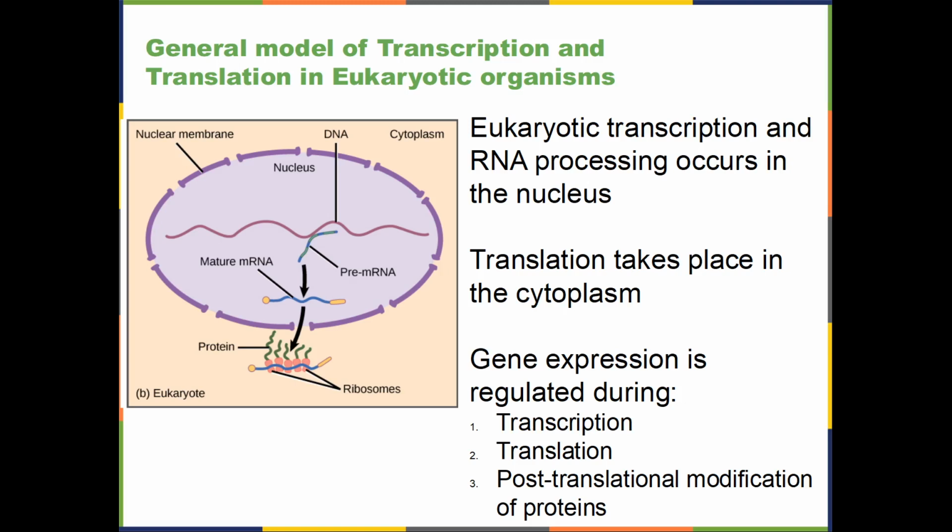First one, transcription. We can regulate the transcription, whether the gene gets transcribed into an mRNA or not. Translation, whether or not that mRNA, even though it exists, actually gets translated into a protein. And then post-translational modifications of proteins. Once we have the proteins, we can go in and modify those proteins, right?